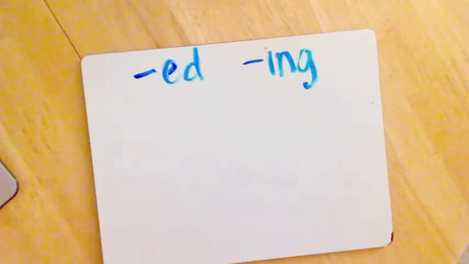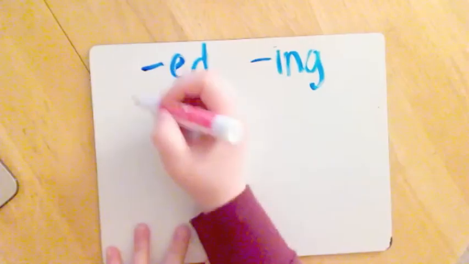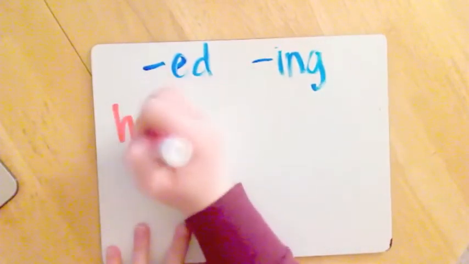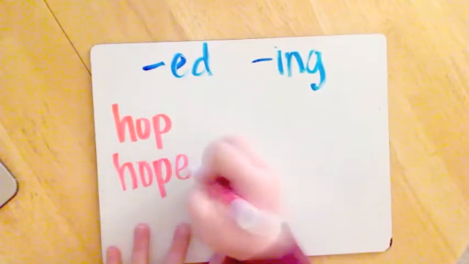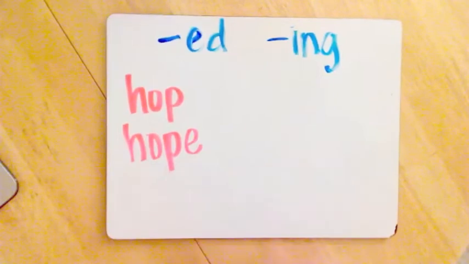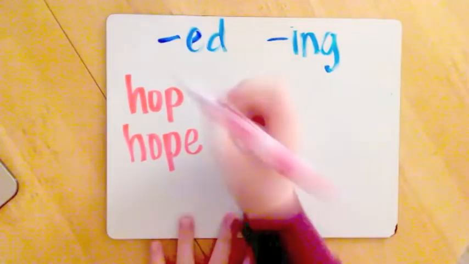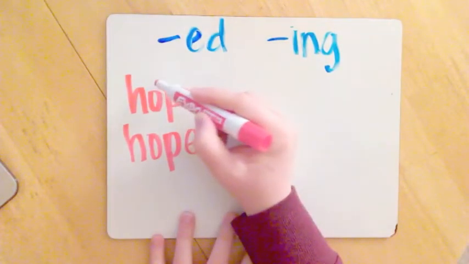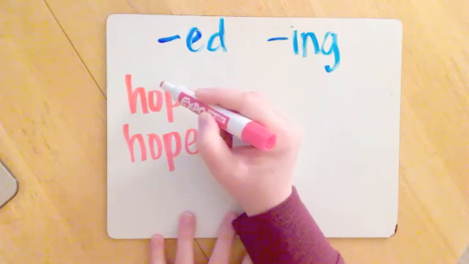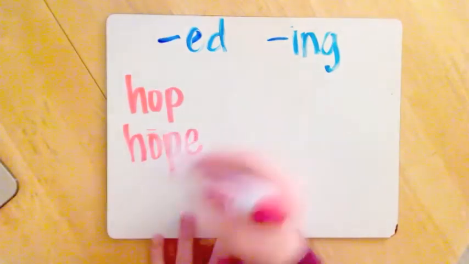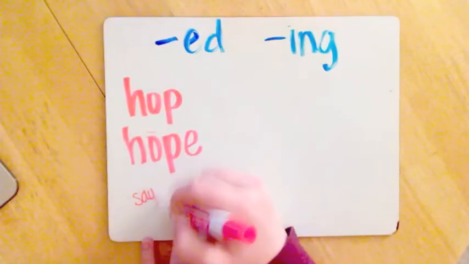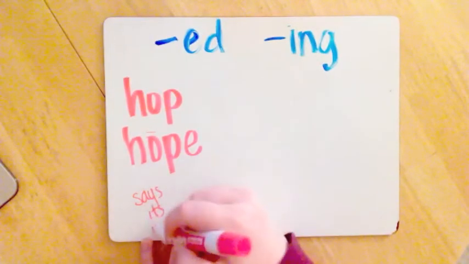And something that I want you to keep in mind is when we have, I'm going to use two words here, we'll use hop and we'll use hope. Now, hopefully you can hear that difference in the vowel sound. Hop has a short sound. It says ah, and hope has a long sound. It says its name. That O does.